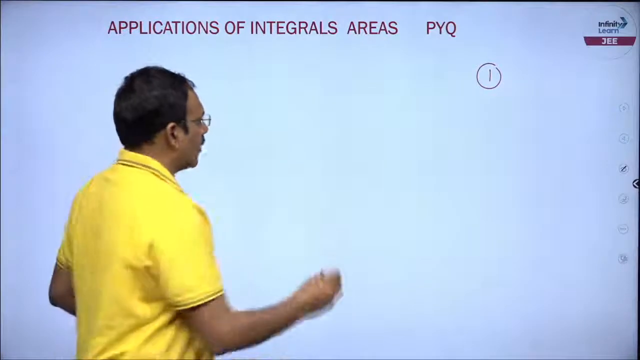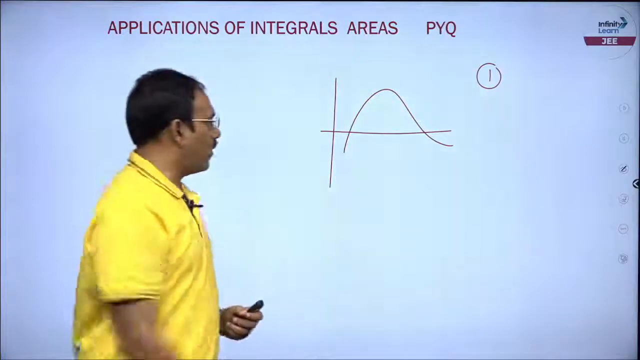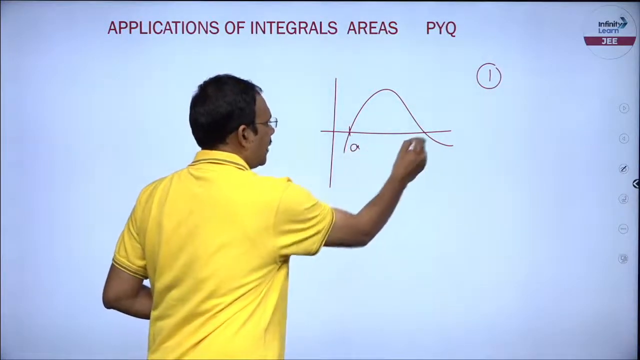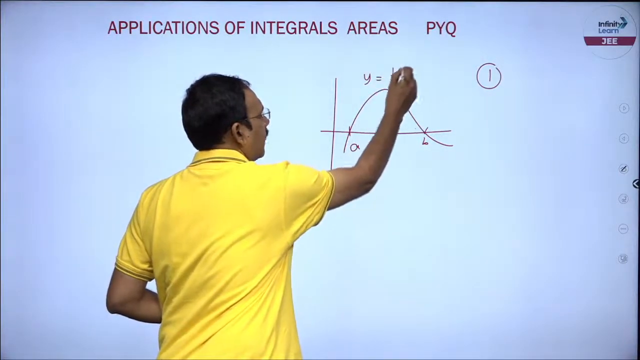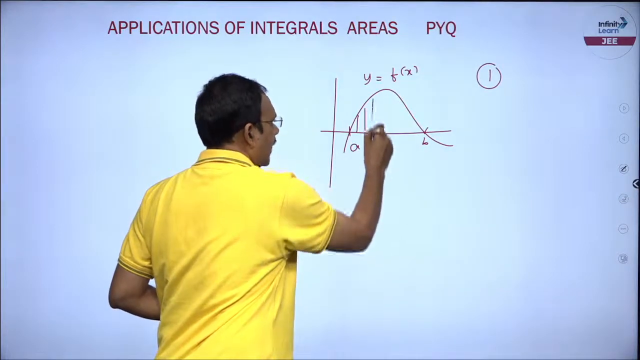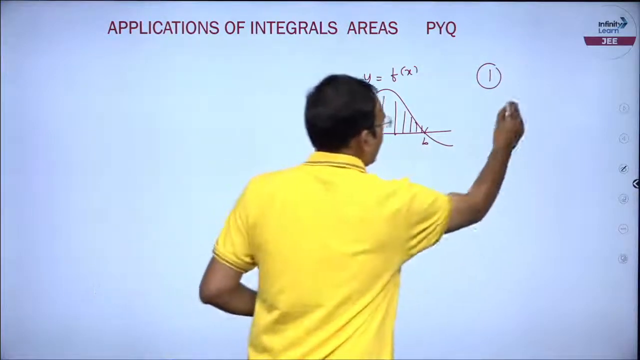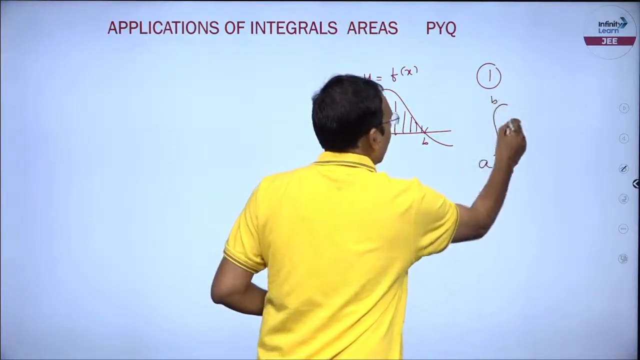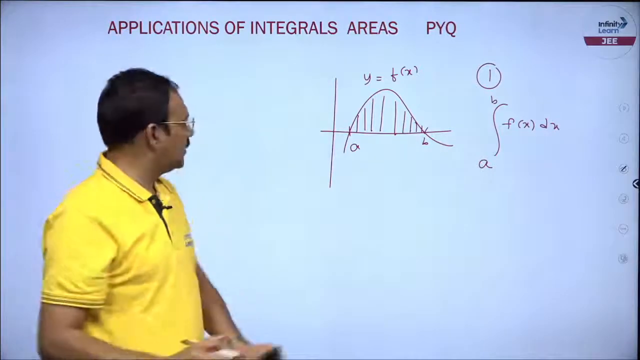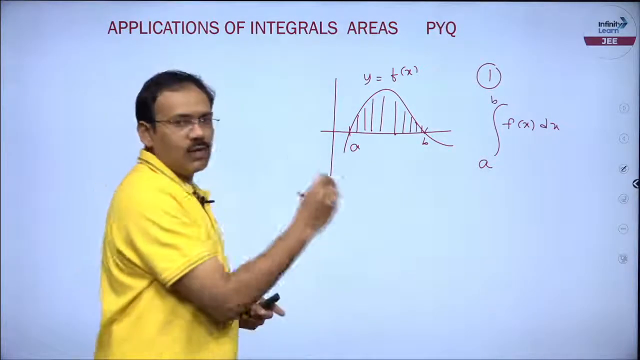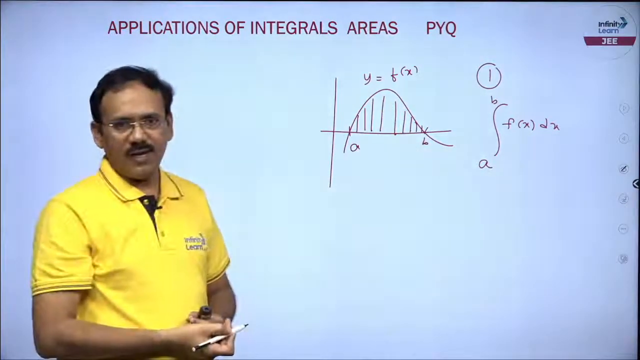Then second, for example friends, suppose this is the x axis, y axis, and there is some curve which cuts the x axis here at A and B. If you want the area made by this curve, say y is equal to f of x, with the x axis, then it is simply integral a to b f of x dx, which gives this particular area. Point number 1: when a curve is taken, if you want to find the area made by the curve with x axis from A to B, you can find it like this.